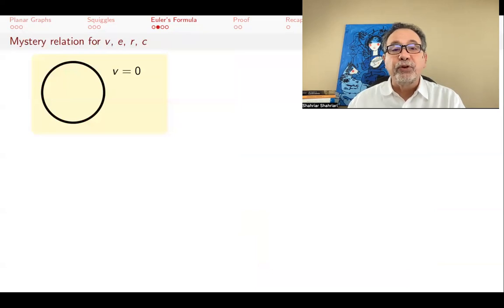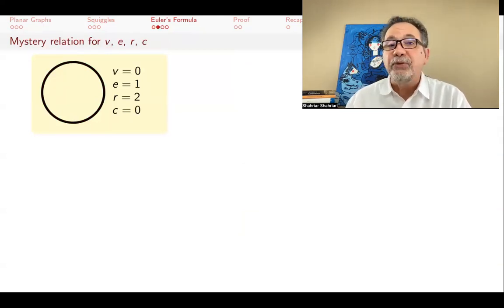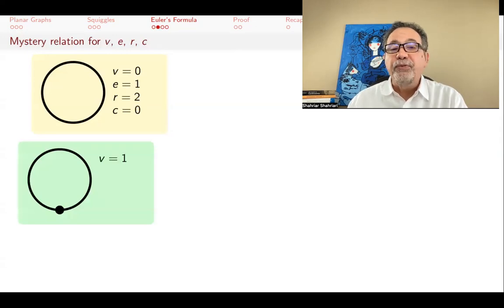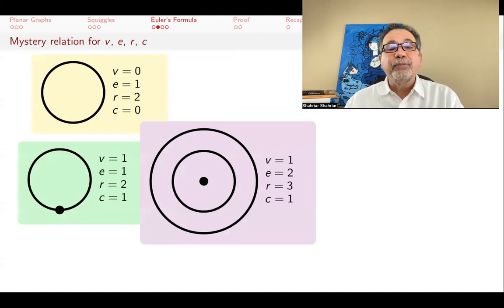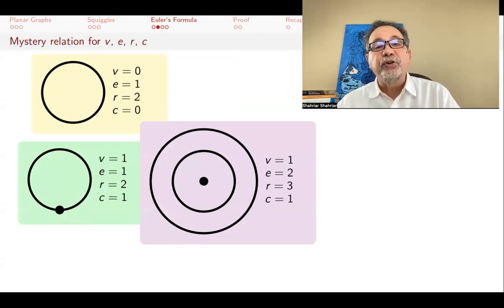In this case, there are no vertices. V is 0. There's only one edge. There's just one loop. There are two regions, the inside and the outside. And the number of connected components of vertices is 0. Here's another example. V is 1, E is 1, R is 2, and C is 1. Here's another example. V is 1 again. E is 2. The number of regions is 3 here. And the number of connected components of the vertices is 1.